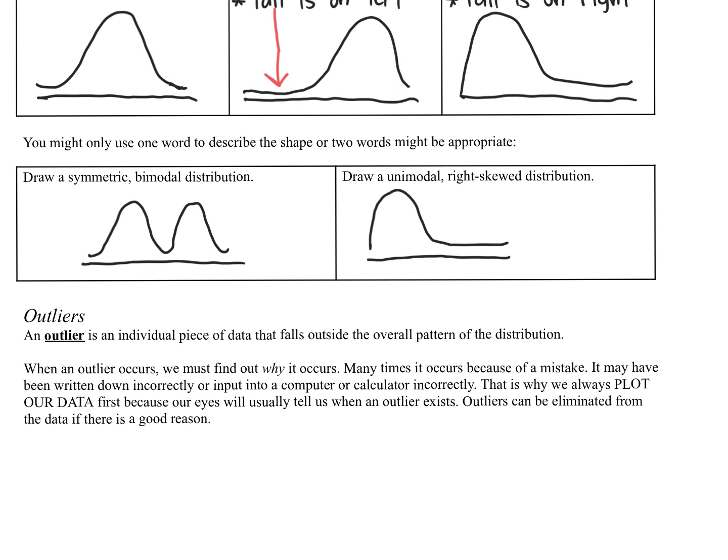We also always like to figure out why you have an outlier. A lot of times, it's just a mistake. You may have typed a number in incorrectly, or if you were gathering data, you could have written it incorrectly. This is why we always graph our data first, because it's easier to visualize whether an outlier exists than it is to just look at a list of data.